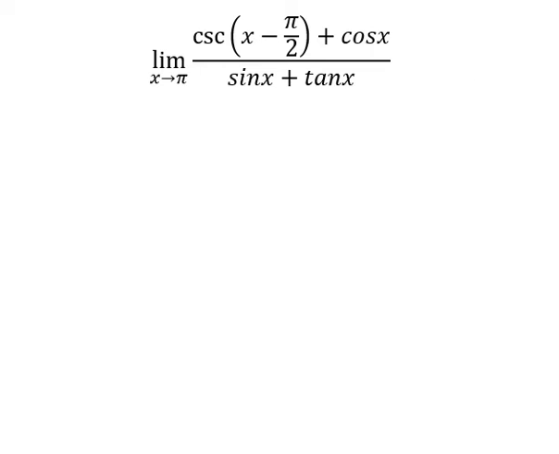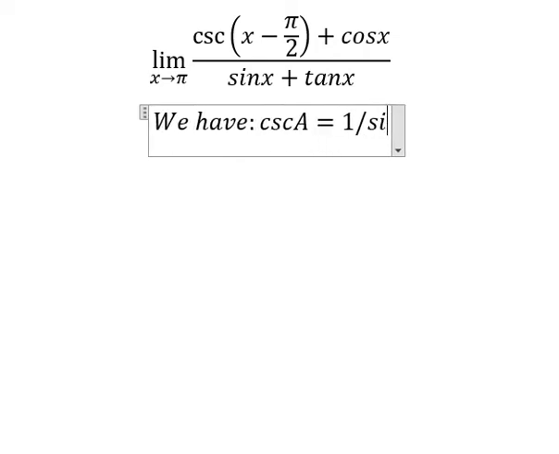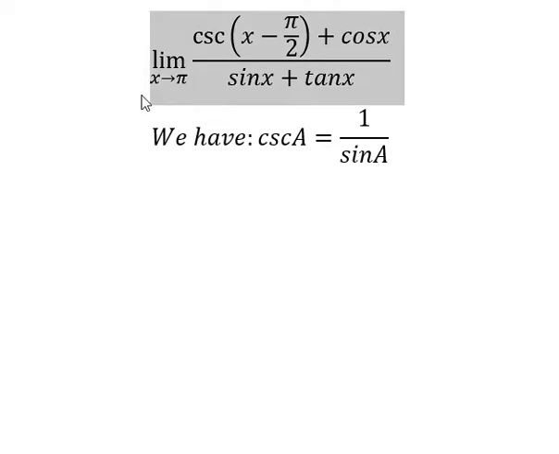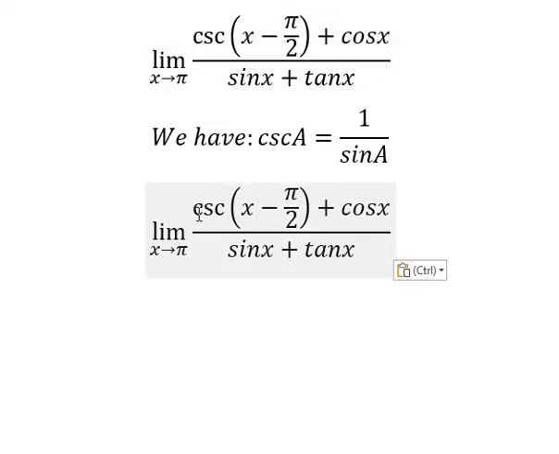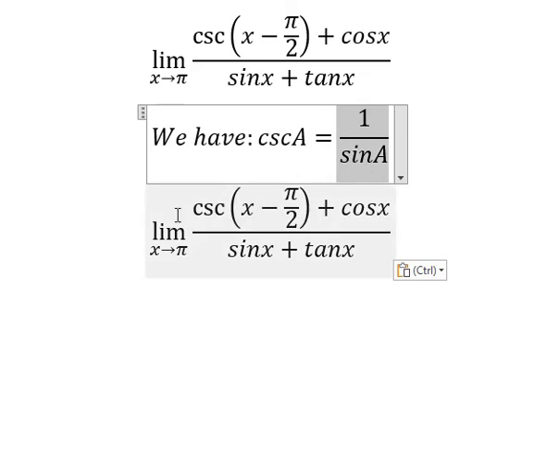We have the formula in here. That is about cosecant of A equals to 1 over sine A. So we need to transform this one into this one.